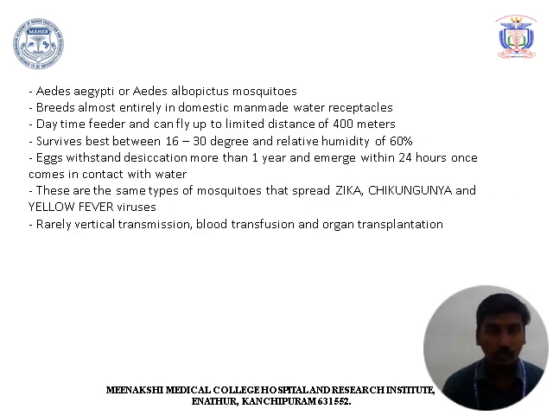So coming to the mosquito, the dengue virus is transmitted through the Aedes aegypti or Aedes albopictus mosquito. It breeds almost entirely in domestic man-made water receptacles. It is a daytime feeder and can fly up to a limited distance of 400 meters. It survives best between 16 to 30 degrees and relative humidity of 60%. Their eggs withstand desiccation for more than 1 year and hatch within 24 hours once they come in contact with water. The same types of mosquitoes spread Zika, chikungunya and yellow fever. It is also transmitted through vertical infection, blood transfusion and organ transplantation, but these are rare.